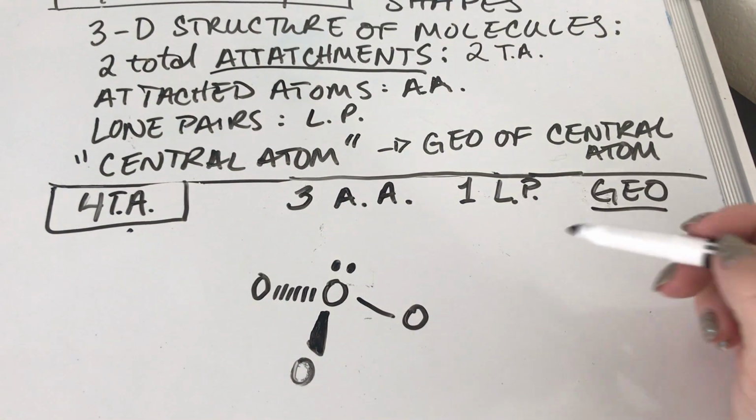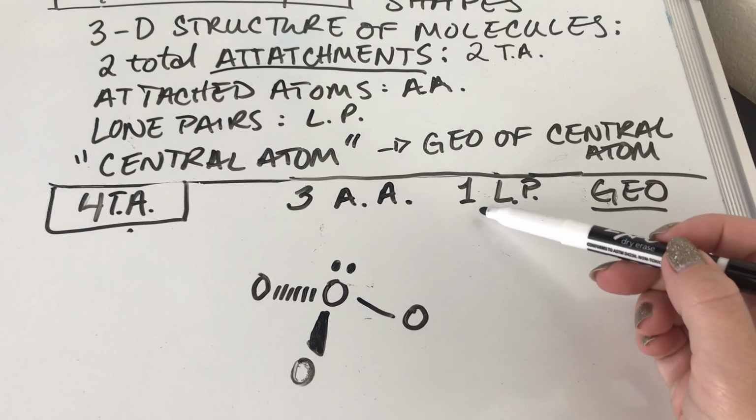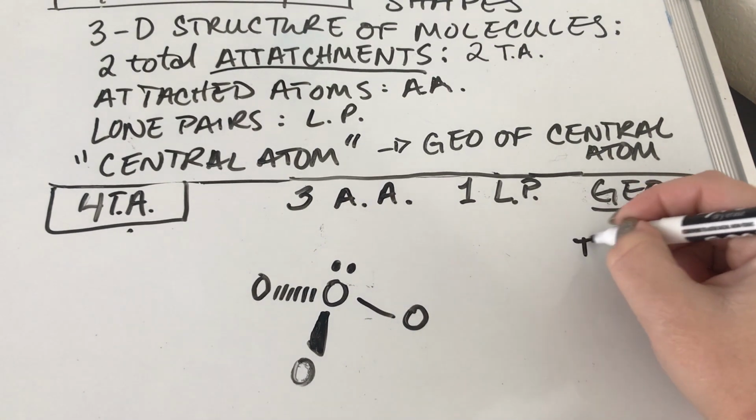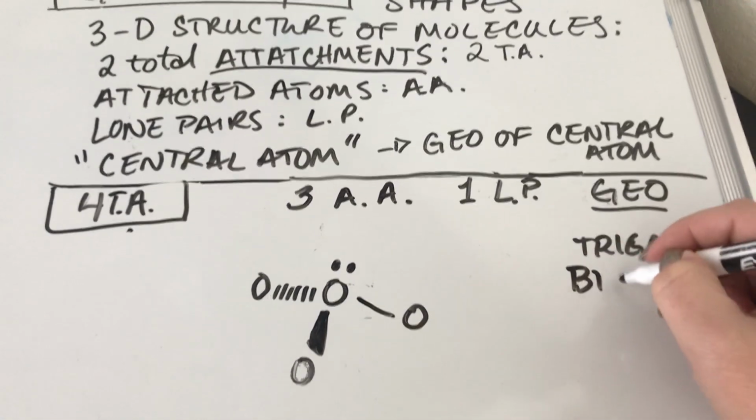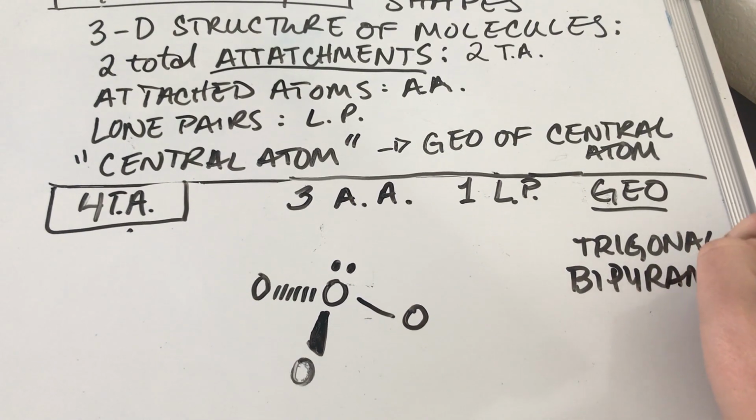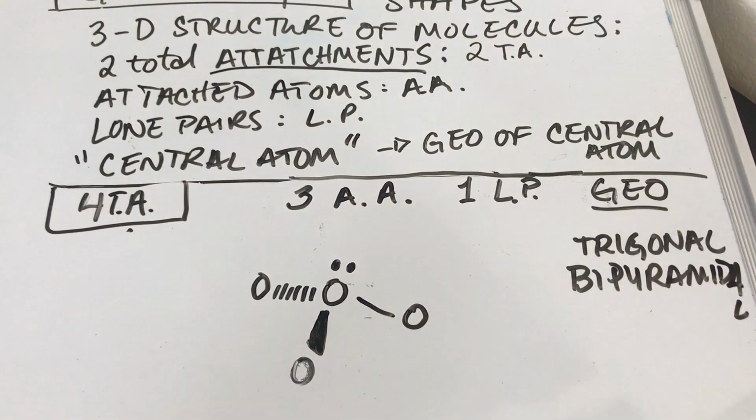So the geometry of something that has 3 attached atoms and 1 lone pair is called trigonal bipyramidal. Oof, sorry guys. Trigonal bipyramidal, they're pronounced either way. Students always get mad at me for pronouncing it pyramidal. I'm like, it just makes sense to me in my head, but they're like, pyramidal. Sure, whatever. Potato, potato.